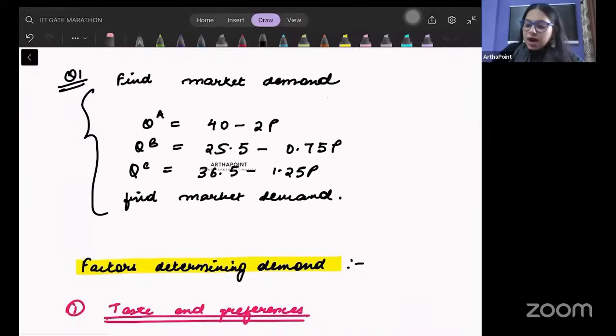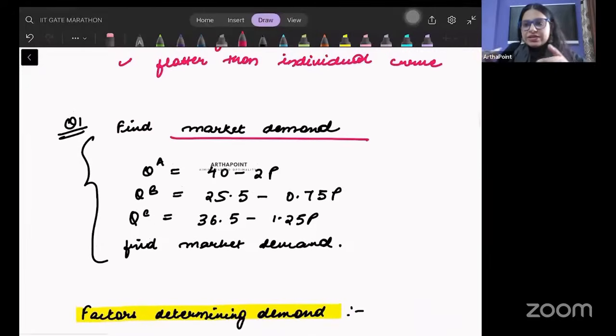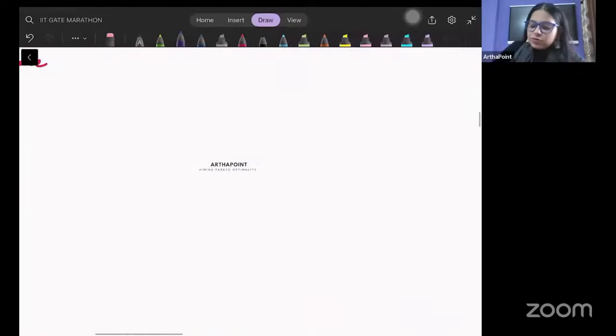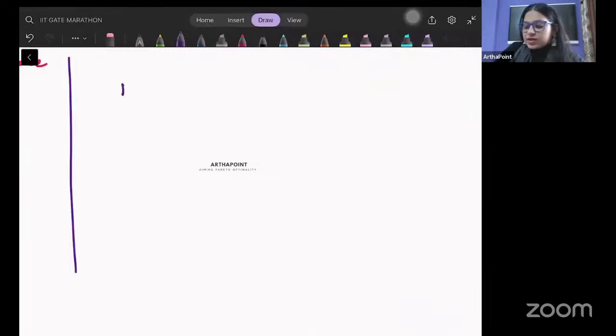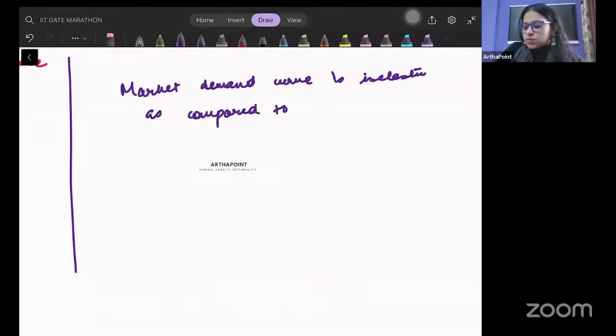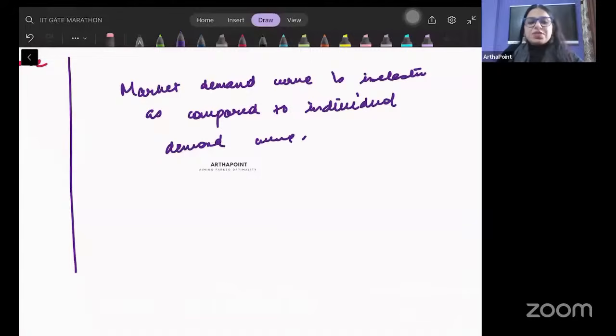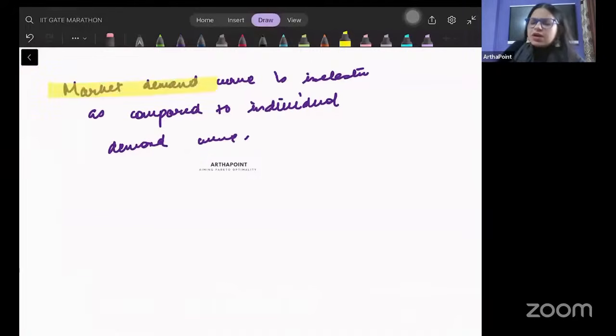Now, when we talk about market demand, what does market demand basically tell us? Market demand is adding the demand of individual people together. So one thing that can be asked in the exam is that the market demand curve is inelastic as compared to the individual demand curve. Right?